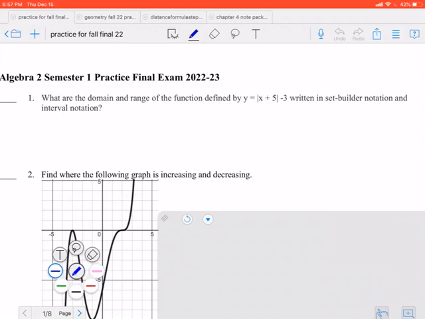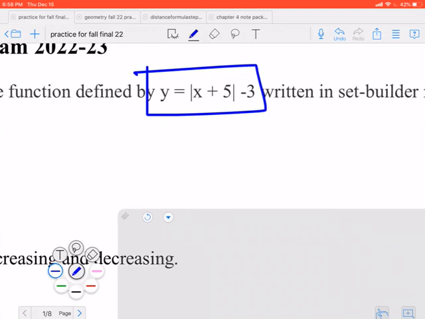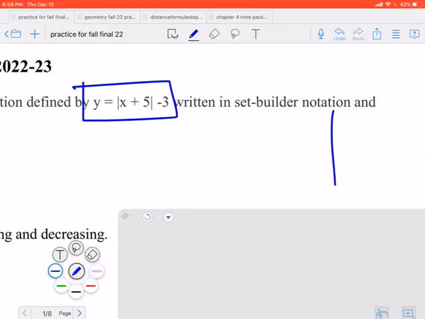Number 1, what are the domain and the range of the function defined by this, written in set builder notation and interval notation? Domain. This is an absolute value function, so I like to do a little sketch so I can visualize it. Remember, opposite same for the vertex, just like parabolas. We would go to the left 5 and down 3, and then our legs go up 1 over 1, up 1 over 1.